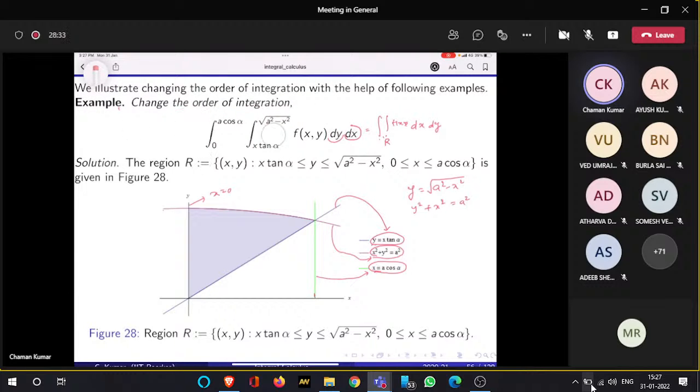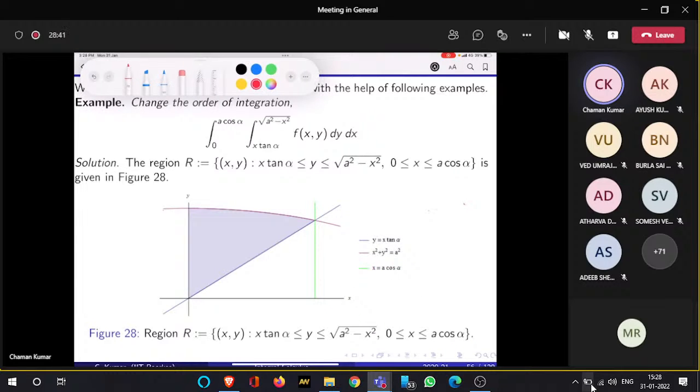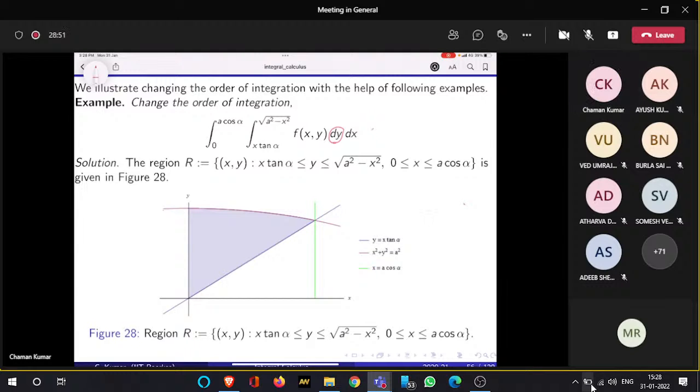Now next, since you are asked to change the order, first you look at the order. What is the order here? The order here is integration with respect to the y variable first. How do you find the range of y? You find the range of y by plotting a line parallel to the y-axis. When you change the order of integration, you change this order as well.